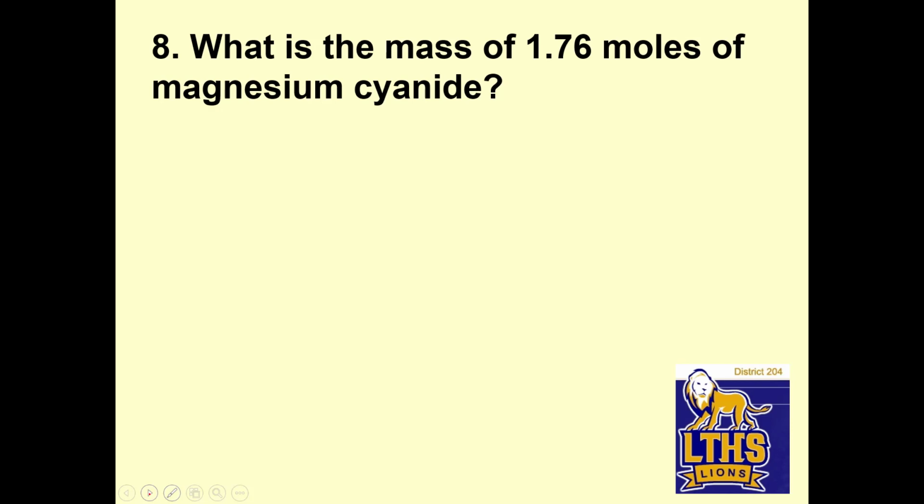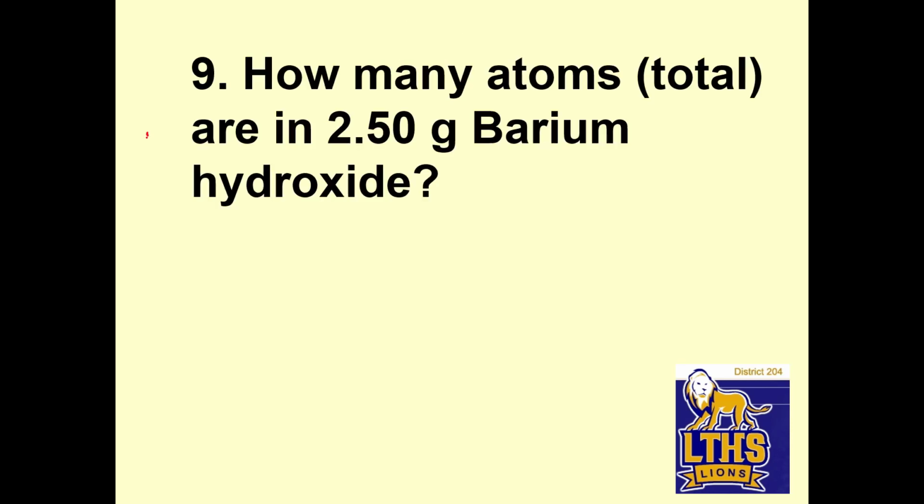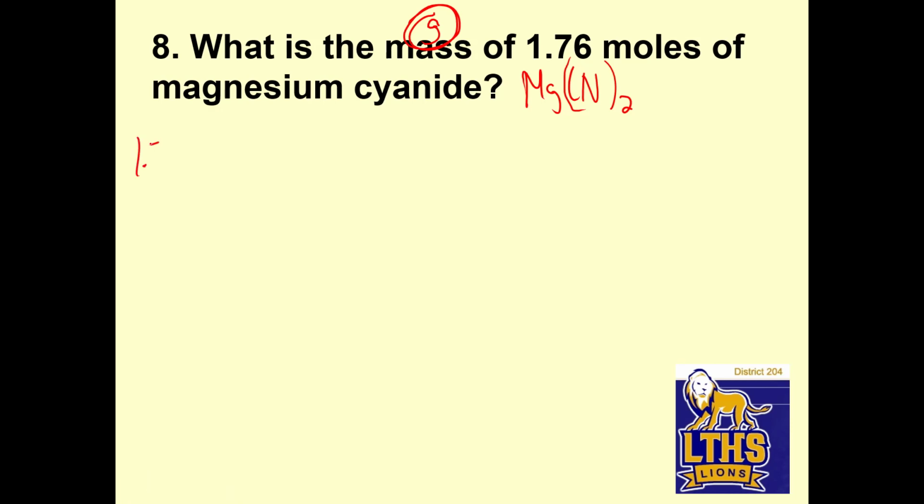What is the mass of 1.76 moles of magnesium cyanide? Now, AP Chemistry gives you the formulas for this, and we are going to learn how to name these a little bit later, but it's coming up. Magnesium cyanide is Mg(CN) taken twice. So I want to find the mass. The unit for mass is grams. So I'm going to do 1.76 of Mg(CN)2.